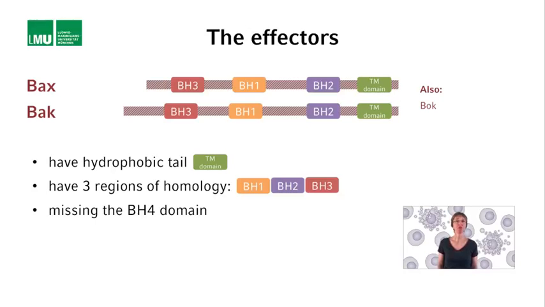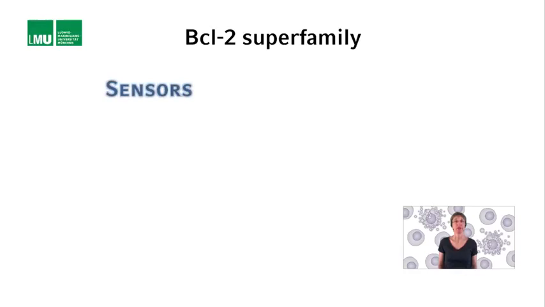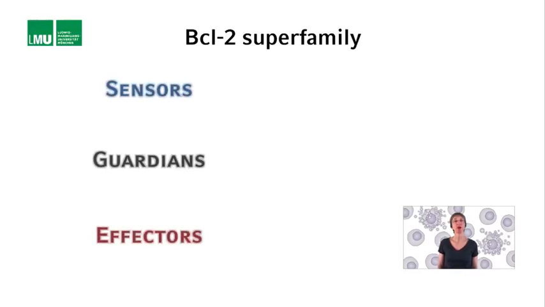Why are the subgroups called sensors, guardians, and effectors? In the previous section, we talked about the identification of BAX and BAD. Members of the BCL2 superfamily can interact with each other and form heterodimers. Through their interactions, they can antagonize their functions.